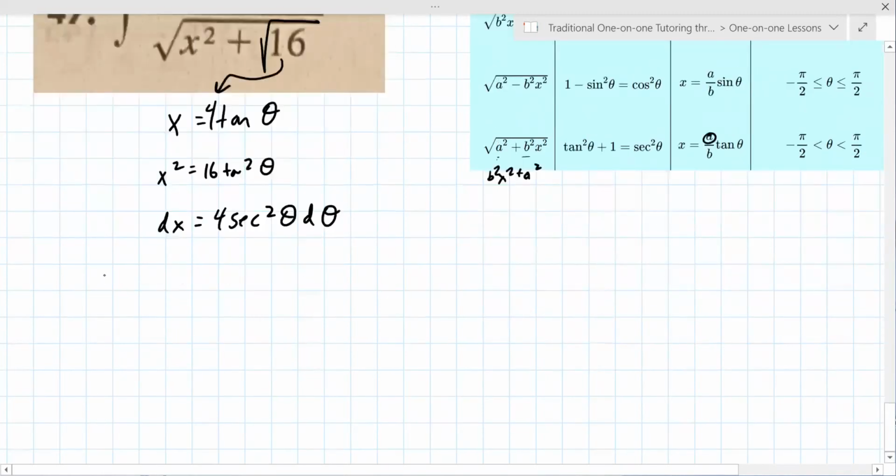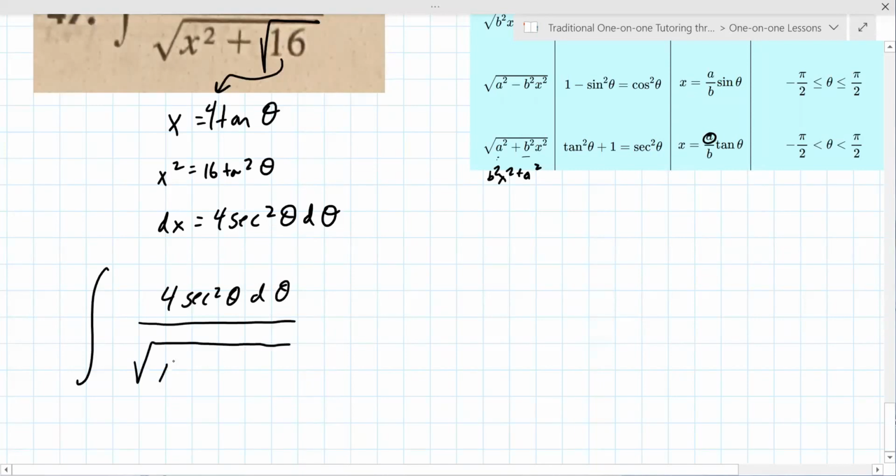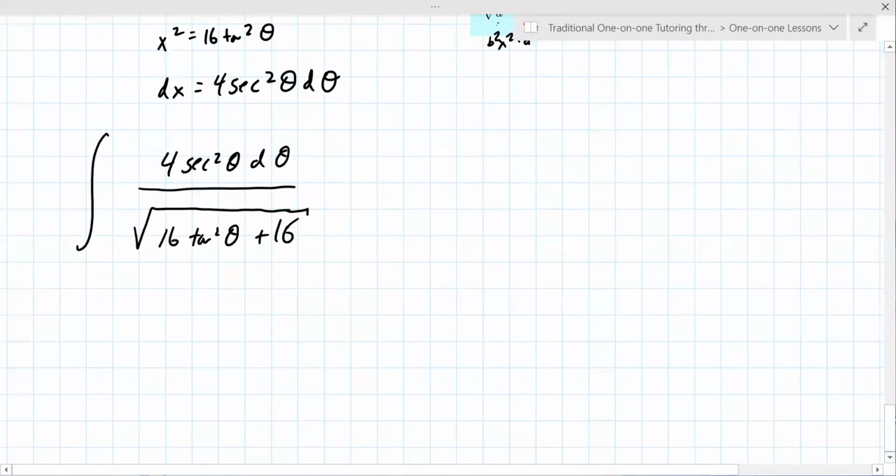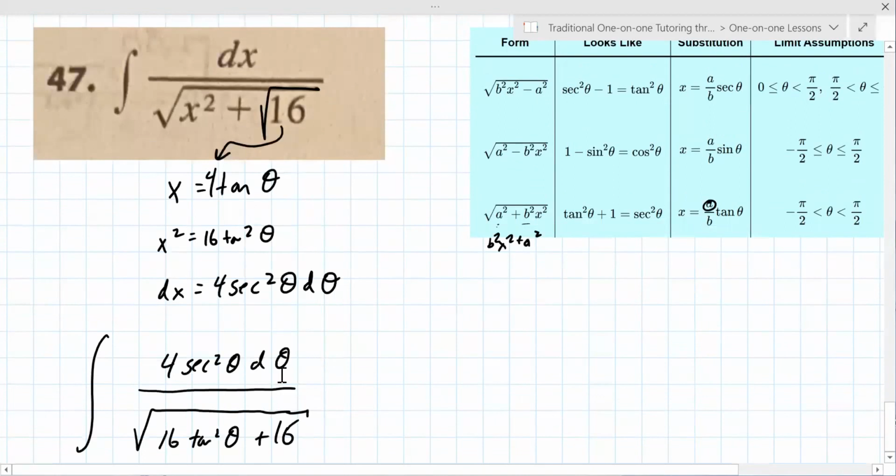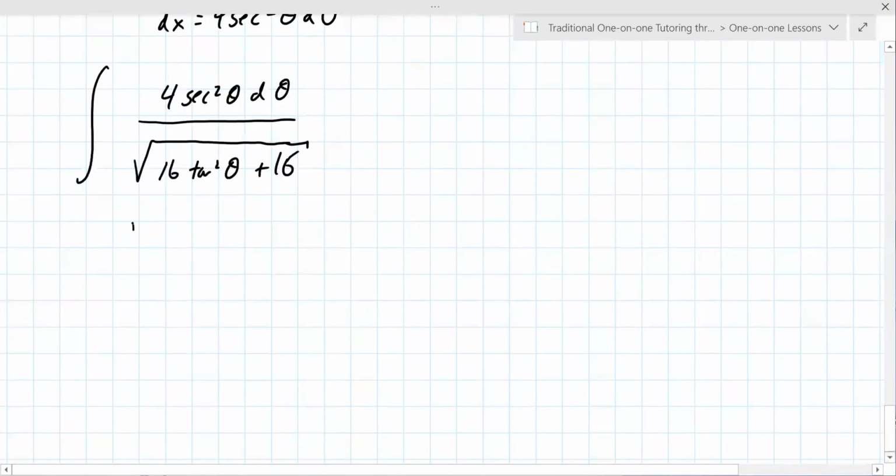And now we're going to just substitute in. On the top is dx, that's 4 secant squared theta d theta. On the bottom, it's the square root of 16 tangent squared theta plus 16, like this. All right, let me scroll up here. Please tell me if anything is unclear about this, so we can jump into it before we move on. Good.